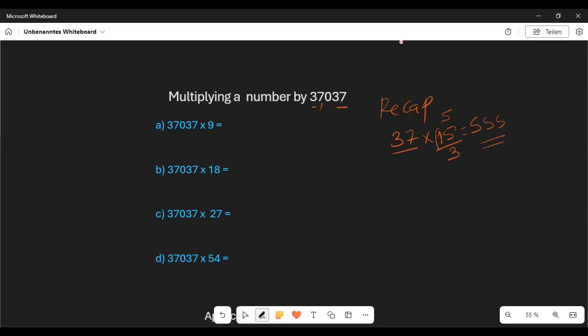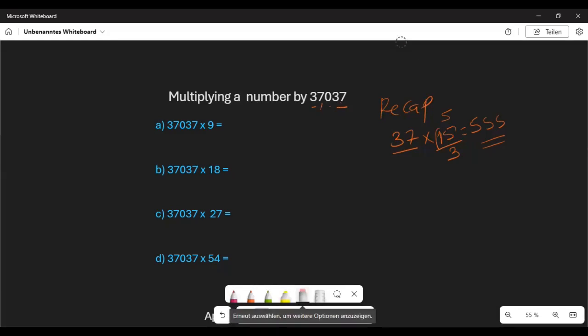So if you have 37 multiplied by a number that is divisible by 3, you divide, and the answer you get will repeat 3 times. Now let's bring that idea into the skill that we have here, and apply it to the questions. We have 4 questions, and we're going to see how this works out. So we have 5, 5, 5 appearing 3 times.